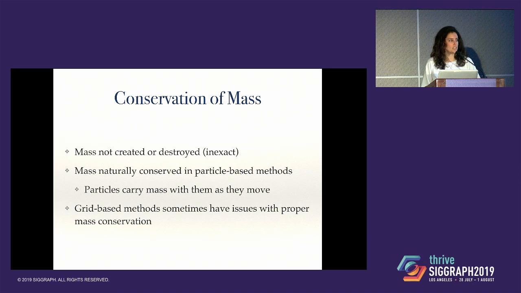Okay, so first let's talk about conservation of mass. So mass cannot be created or destroyed. This is called the inexact conservation law, but that's sort of beyond the scope of our course because that relates more to mass energy equivalence and things. But for our purposes, mass is conserved, and we'll look at some particle-based methods and also grid-based methods. So here, just as an example, in a particle-based method, mass is going to be very naturally conserved. Particles are going to carry the mass around with them, and so as long as we are tracking particles and doing correct bookkeeping on them, we won't lose mass. Grid-based methods sometimes have more trouble with this.